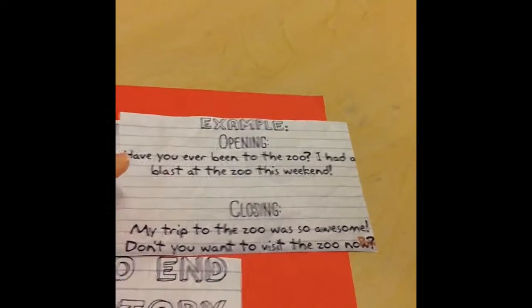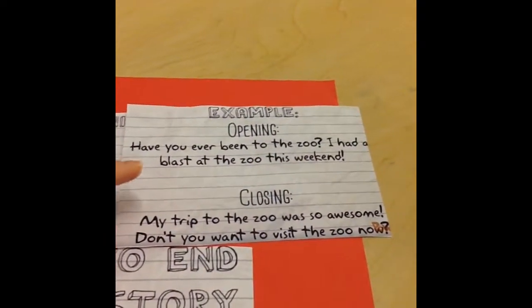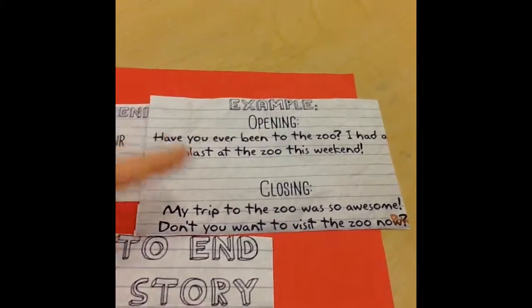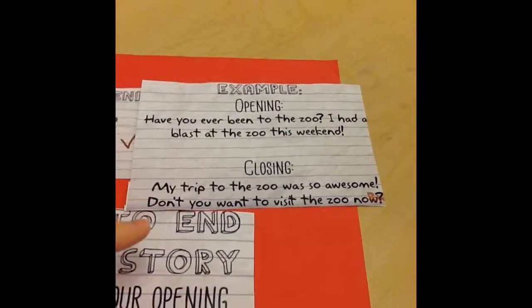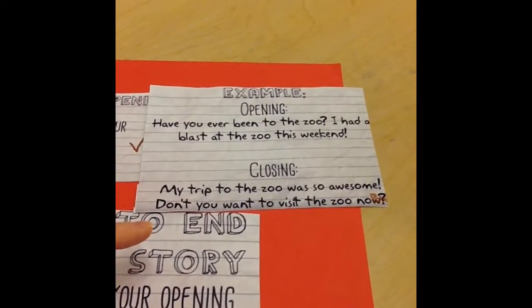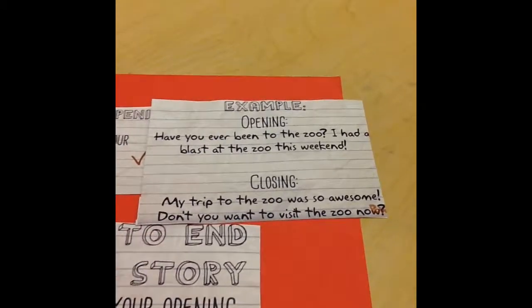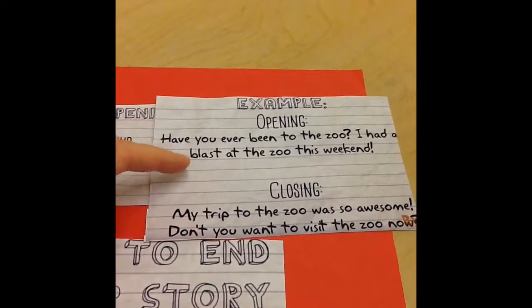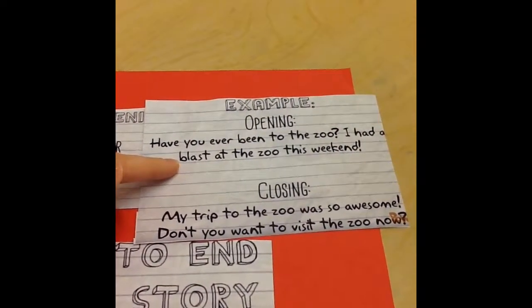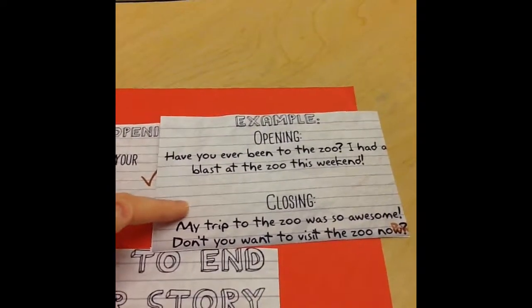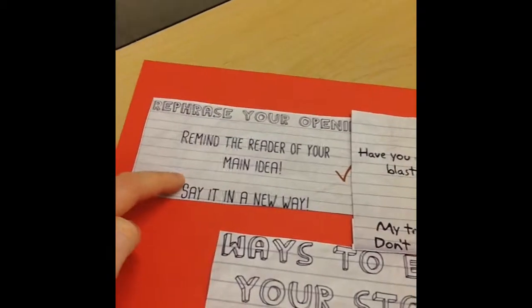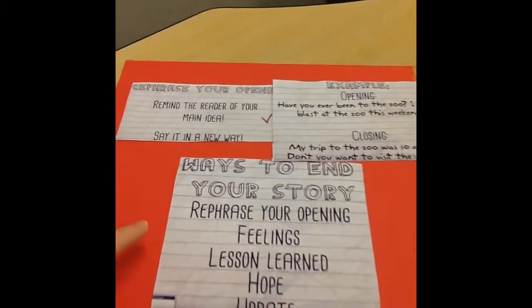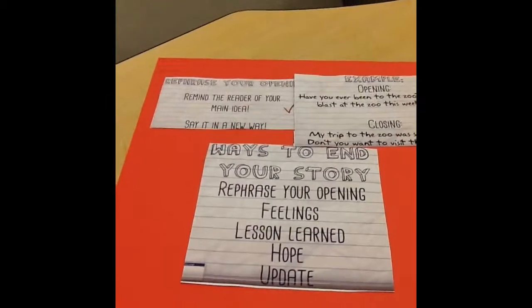If your opening was, have you ever been to the zoo? I had a blast at the zoo this weekend. Then your closing, if you're rephrasing your opening, might be, my trip to the zoo was so awesome. Don't you want to visit the zoo now? So this author's opening was asking a question about the zoo, and their closing is asking a question about the zoo, but they've said it in a new way. So rephrasing your opening is one way to end your story.